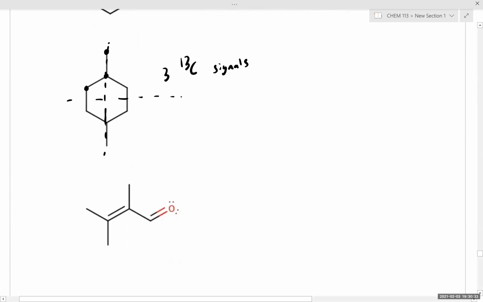So let's look at this last structure. How many unique signals would we see for this last structure? Keeping in mind that chemically equivalent carbons are identical after rotation. How many unique signals would we see? How many chemically unique signals would we see for this following molecule? What does the class think?